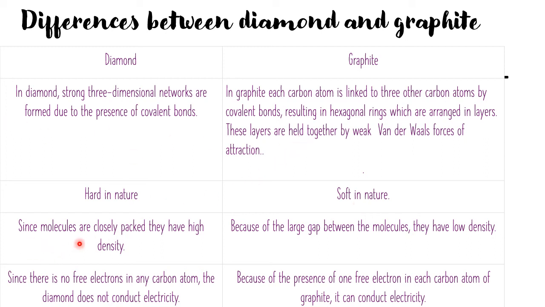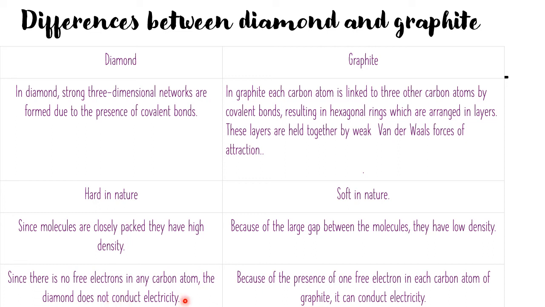Second, since molecules are closely packed in diamond, they have high density. That means diamond has high density. Whereas in case of graphite, because of the large gaps between the molecules, that means between the two layers, they have low density. Next, since there are no free electrons in any carbon atom, the diamond does not conduct electricity.